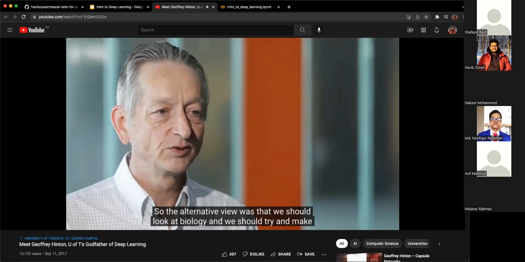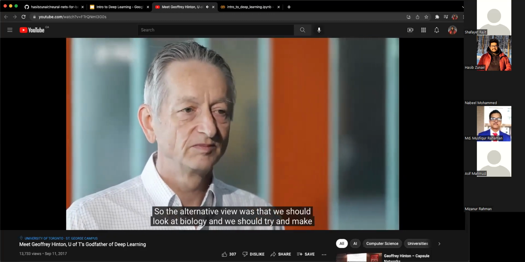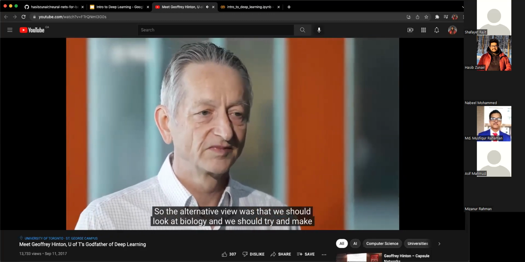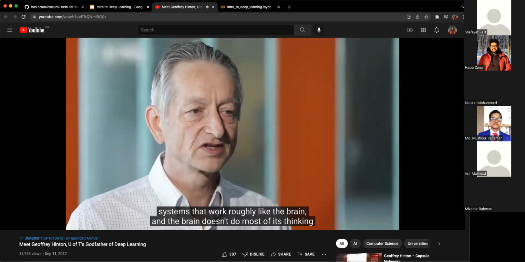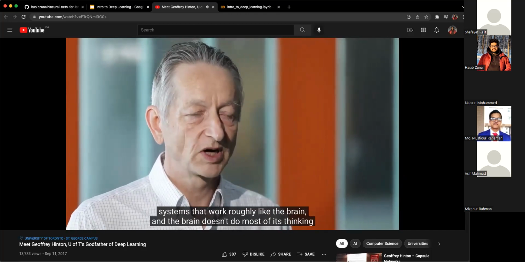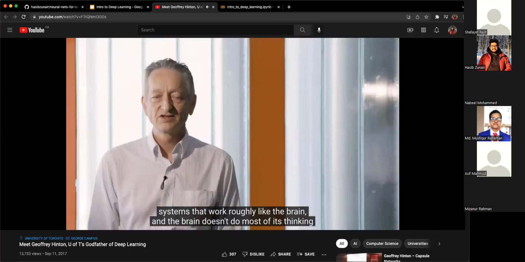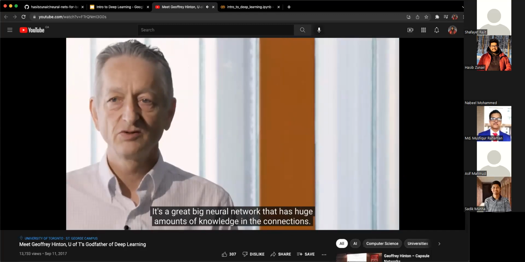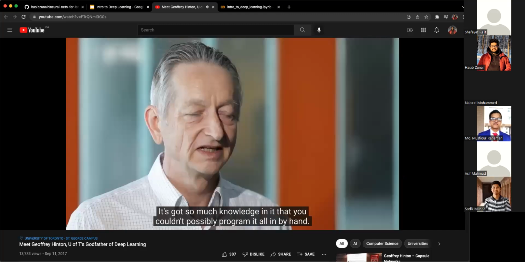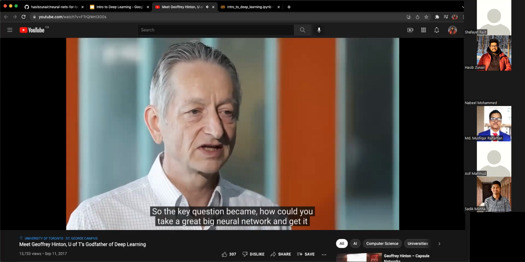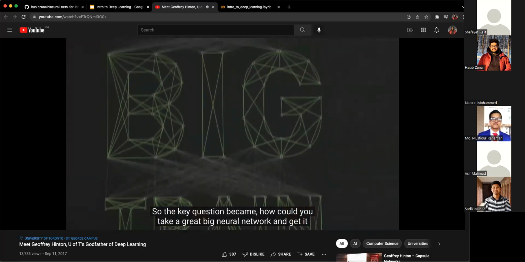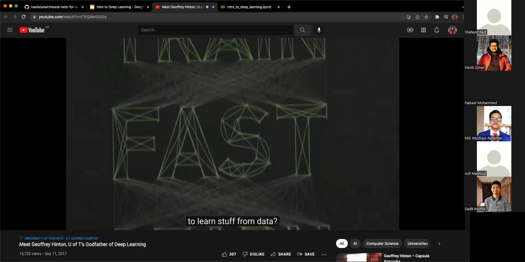So the alternative view was that we should look at biology and try to make systems that work roughly like the brain. And the brain doesn't do most of its thinking by reasoning. It uses things like analogies. It's a great big neural network that has huge amounts of knowledge in the connections. It's got so much knowledge in it that you couldn't possibly program it all in by hand. So the key question became, how could you take a great big neural network and get it to learn stuff from data?